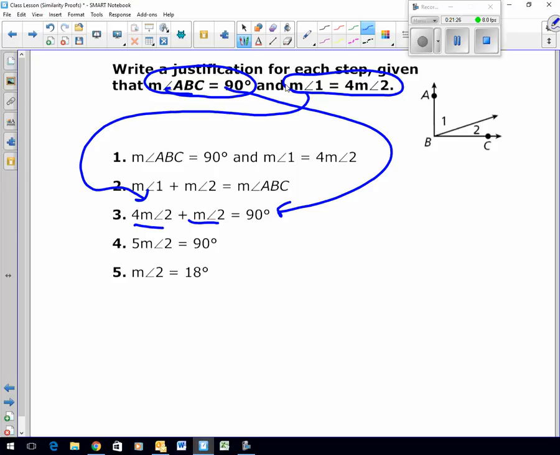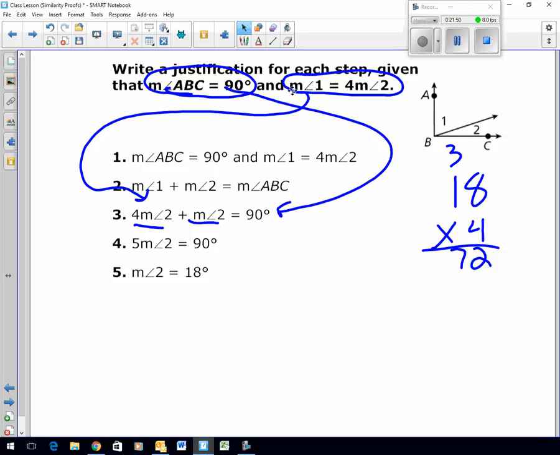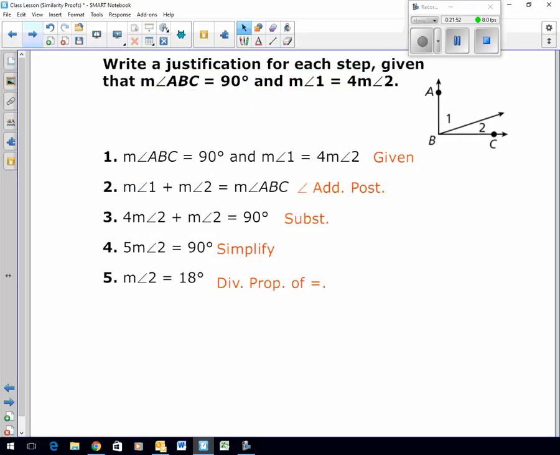What would be the measure of angle 1? 72. How? Because you just subtract 18 from 90. And to make sure it's airtight, what else do I know about angle 1? It needs to be 4 times angle 2, so you multiply 18 times 4, which is 72. It's like a math debate with yourself. If you want to see how those would work, that's how it would work.